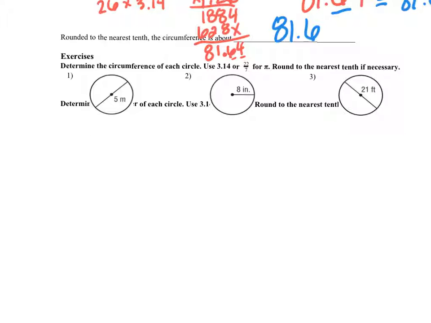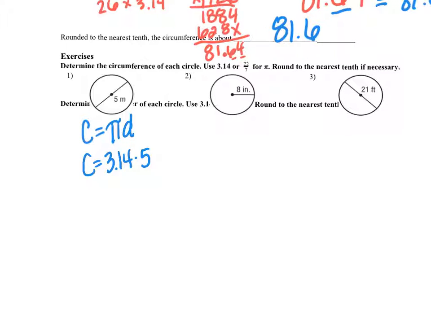Okay. So it says determine the circumference of each circle. So look at number 1. Number 1 has a what? A 5. And what is it? A radius or a diameter? It's a diameter. So which formula are we going to use? We're going to say C equals pi d. Okay? So what's pi? 3.14. What's d? 5. So we're going to have C equals 3.14 times 5.